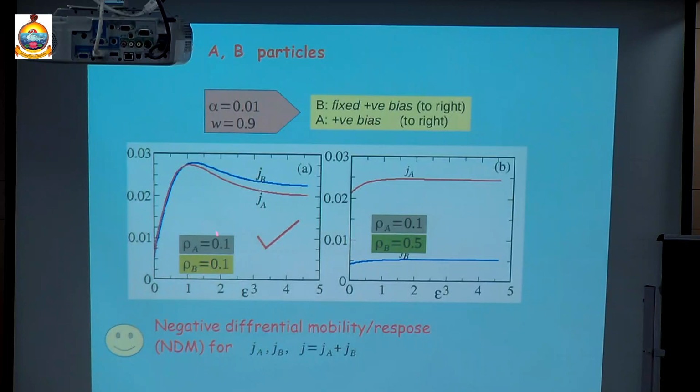B particles occupy 10%, A particles occupy 10%, and you see the response, the current versus epsilon. The A particle current is this, the B particle current is that, and both currents go up and then go down. So that's what we are looking for. The resistance at large epsilon is negative for both A and B particles. But keep the same thing and instead take 50% of the lattice filled with B, 10% A. In such a system the current is always increasing with epsilon. There is no negative response.